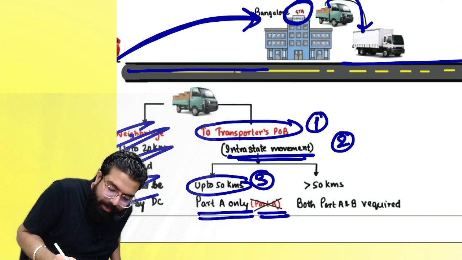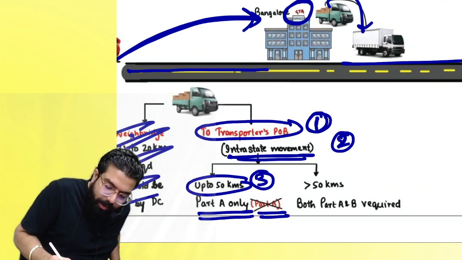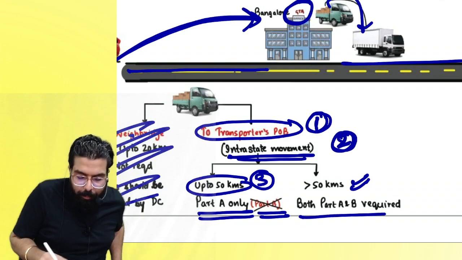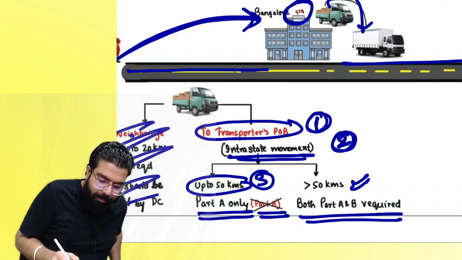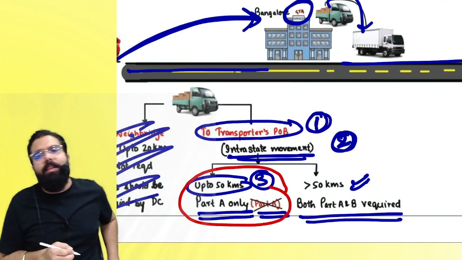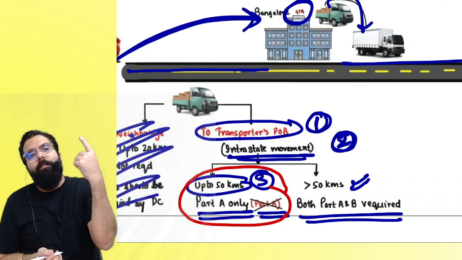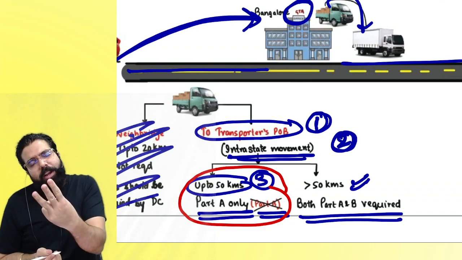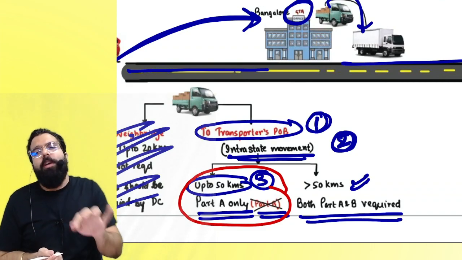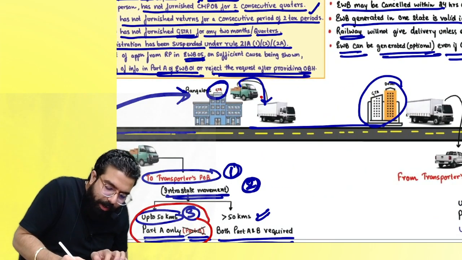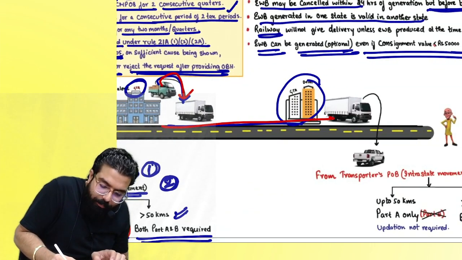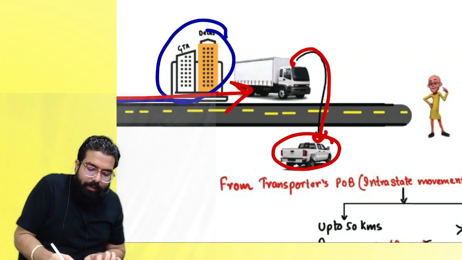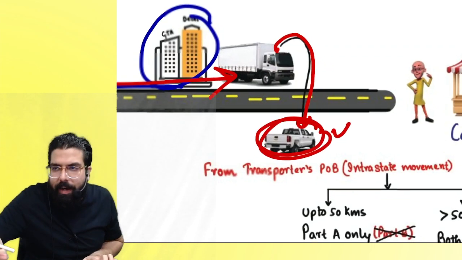If you are sending it to a transporter, intrastate, and the distance is greater than 50 kilometers, Part A and Part B both are required. What is the exception? Only if it is up to 50 kilometers, sending to a transporter, intrastate, then Part B is not required. Your goods were loaded in this vehicle and taken from here to here. Now from this vehicle, it will be loaded in another vehicle. This other vehicle's details need not be updated in Part B.